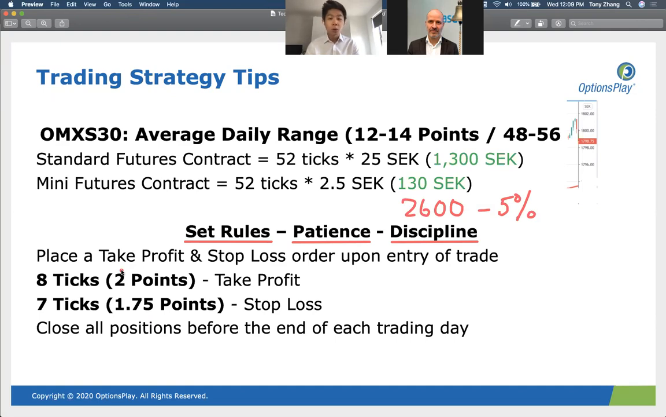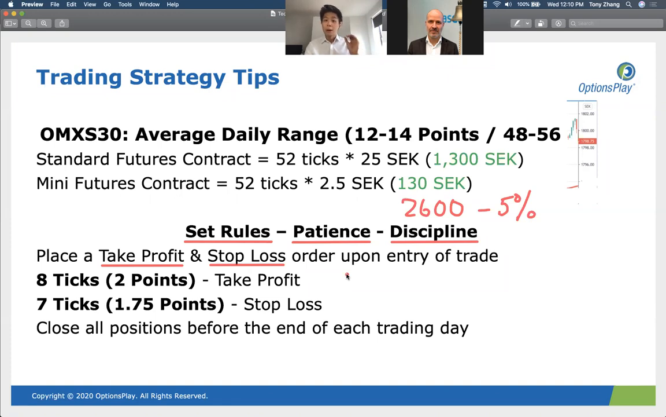So when I traded futures, it doesn't matter whether I took a long or short position on that futures contract, I would always place a take profit and a stop loss order upon the entry of the trade. Meaning the second I entered the trade, I immediately already knew when I was going to get out, either at a profit or at a loss. There were no changes to that.